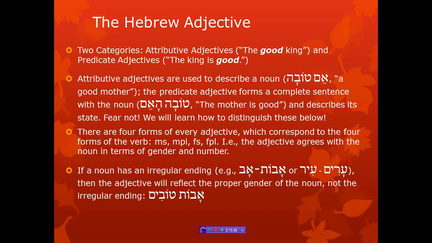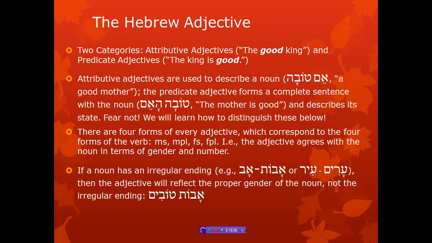Now there are four forms. I'm now looking at point 3 here. There are four forms of every adjective. These correspond to the four forms of the verb: masculine singular, masculine plural, feminine singular, feminine plural. That is, the adjectives agree with the noun to which they refer in terms of gender and number. Okay?